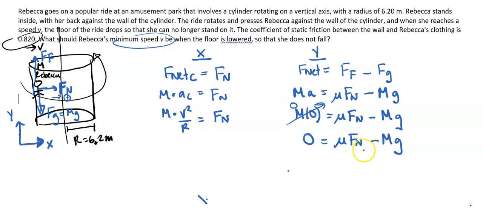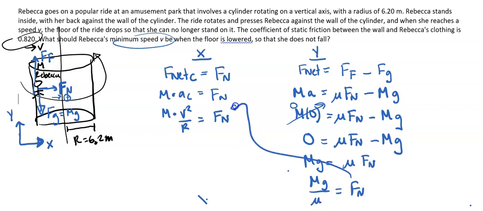Nifty. Let's think about what you could do now. Let's solve for Fn. So mg equals mu times Fn. So Fn is going to be mg over mu. Let's plug this in over there. Fn is going to be mg over mu, equals m times v squared over r. This is very fun.